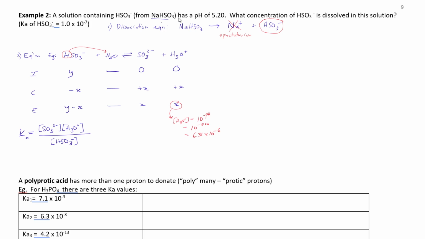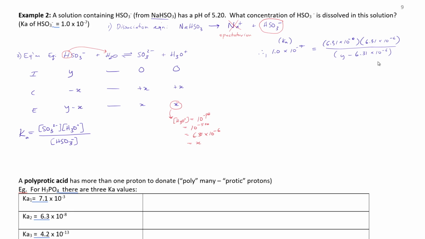So I'm going to go ahead and restate my Ka right here. The Ka value was 1.0 times 10 to the negative 7, and that is equal to SO3 2- is X, right? But X is just equal to this value right here, so I'll have 6.31 times 10 to the negative 6, and then 6.31 times 10 to the negative 6 here as well, all over the bracket y minus 6.31 times 10 to the negative 6.